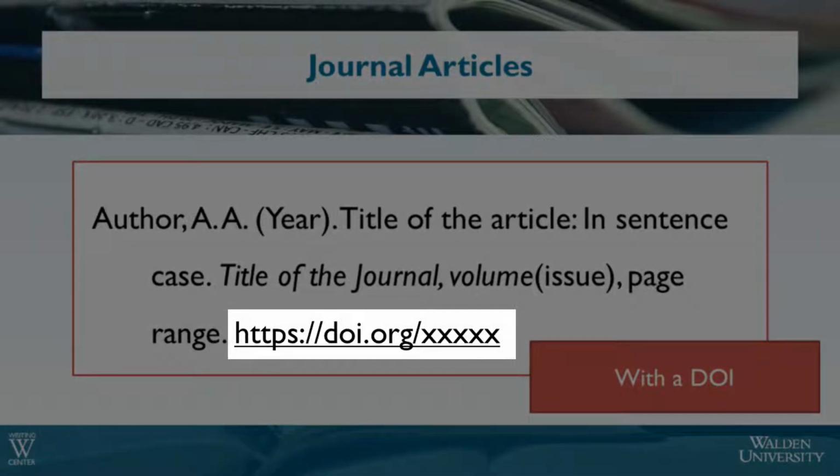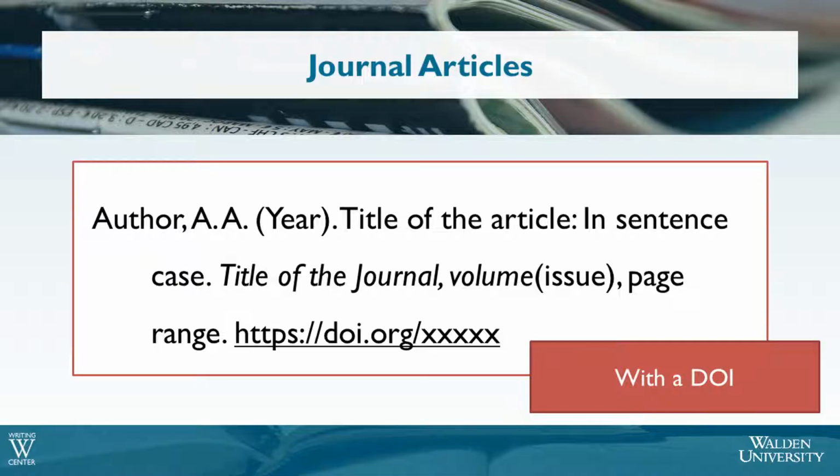Finally, if an article has a DOI number, you will include it in a URL format at the end of your entry. Most articles, especially those published more recently, have a DOI number, so this is the format you'll use for most of your journal article reference entries.